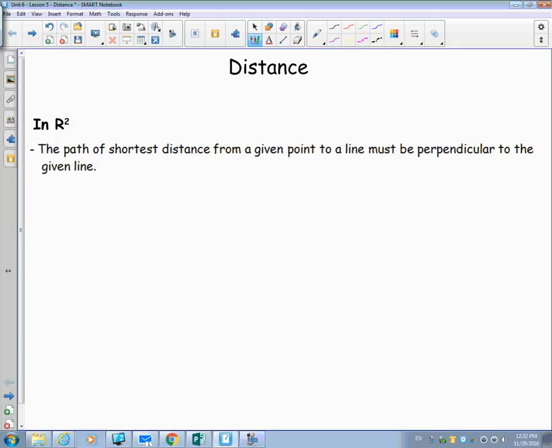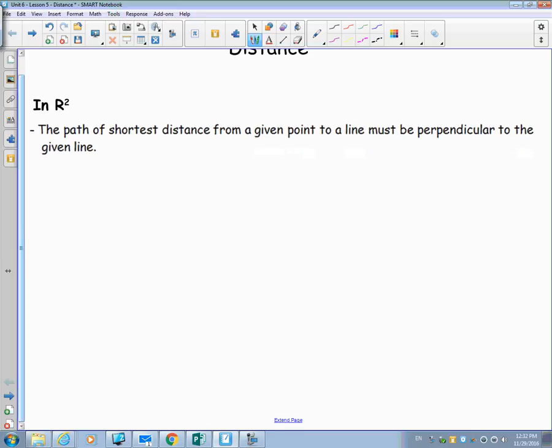In this lesson, we're going to look at the idea of distance in R2 and R3. To get ourselves started, we'll think about R2 first. It's kind of the easiest way to visualize it. So the shortest distance between a point and a line always has to make a right angle.